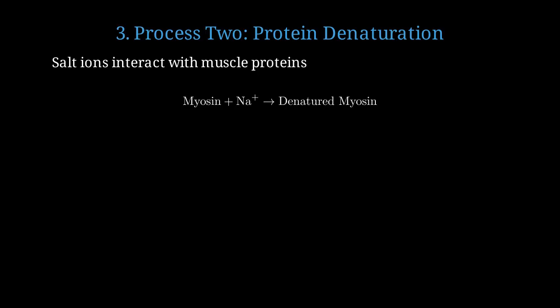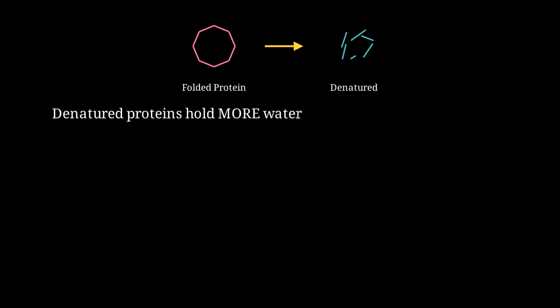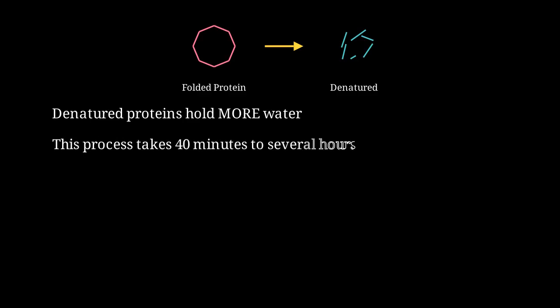Salt denatures myosin and other muscle proteins, changing their three-dimensional structure. Tightly folded proteins unwind and relax when exposed to salt, becoming more open and accessible. Here's the paradox. These denatured proteins can actually hold more water than their original folded forms. But protein denaturation is slower, taking anywhere from 40 minutes to several hours to complete.